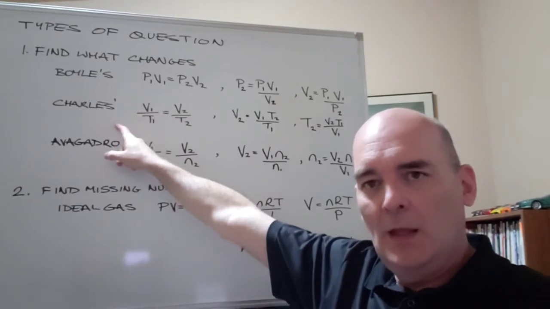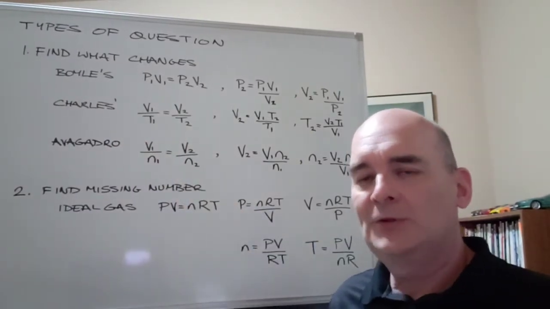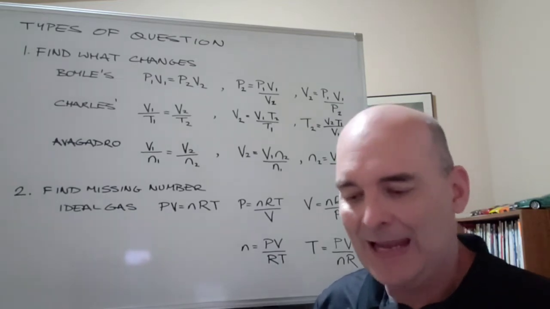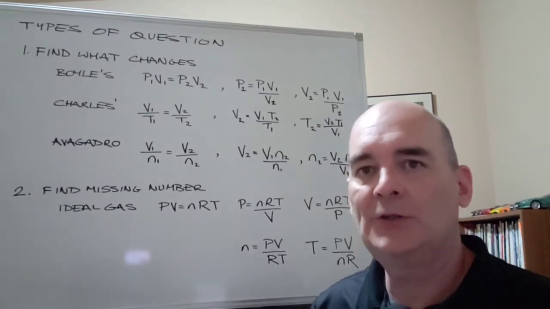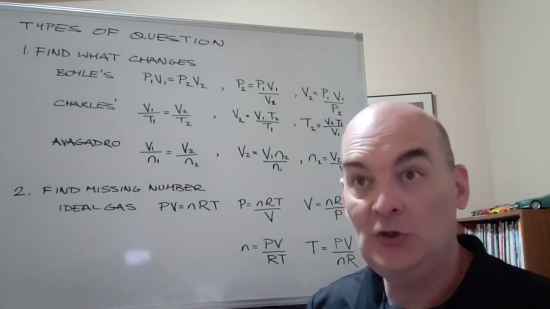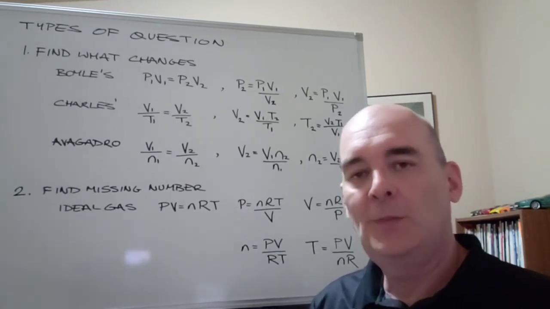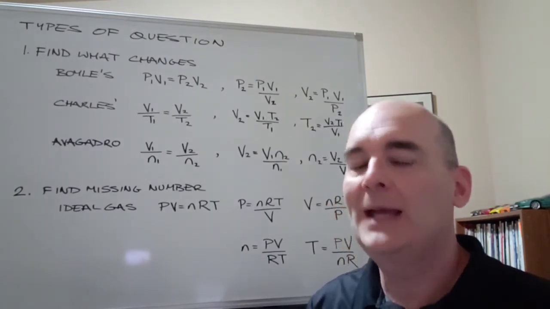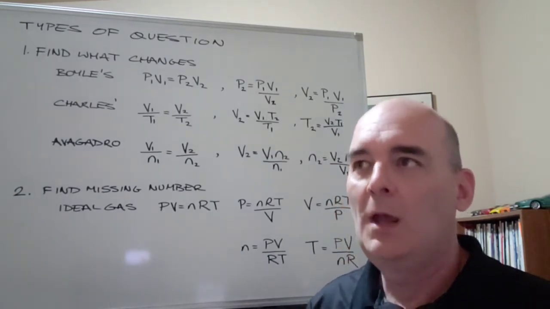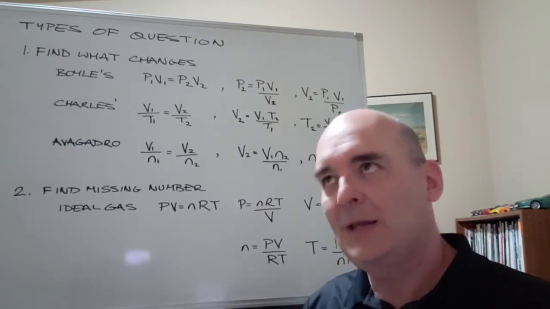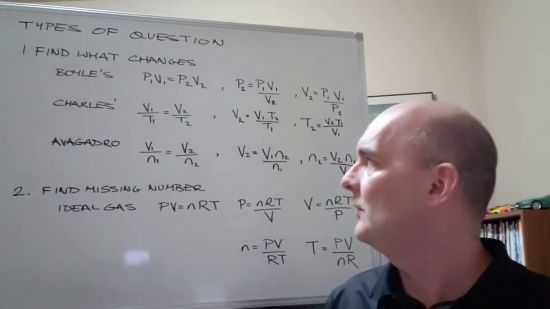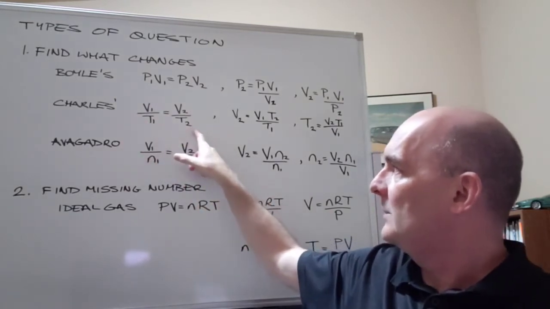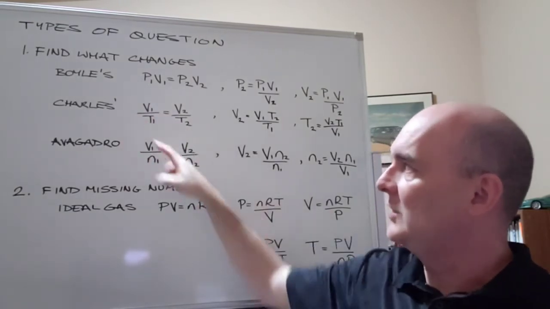Charles's law talks about the volume to temperature relationship. So a Charles's law question again asks for a change. What happens? Something new. It will give you a volume and a temperature. And then it will ask you, what is the new volume at this new temperature? Or at what temperature must I be to create the new volume? So V1 divided by T1 equals V2 divided by T2. That's our expression for Charles's law.